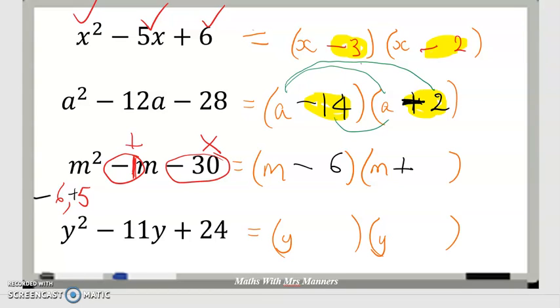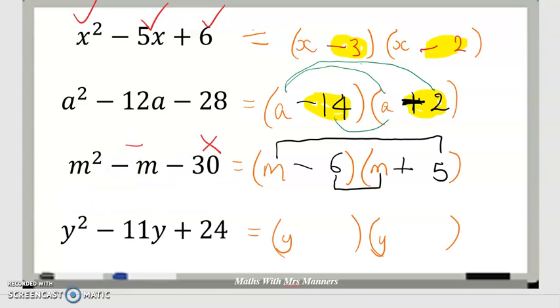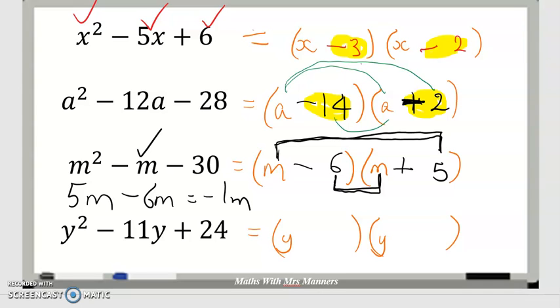Once you've done that, just put your numbers in the bracket. Minus 6 plus 5. I often get my students to do the quicker check, which is called an outside-inside check. When you do your outside-inside check, you just draw those little brackets in there. Then you multiply the outside, so that gives me 5m. And then you multiply the inside, that's minus 6m, and that is minus 1m. That's the term you want to check, because we've already sorted out that m times m is m squared, and that minus 6 and plus 5 give me minus 30. So really the only missing piece of the puzzle is this. So that's why I do my outside-inside check.